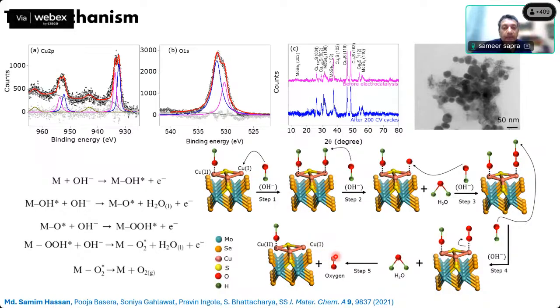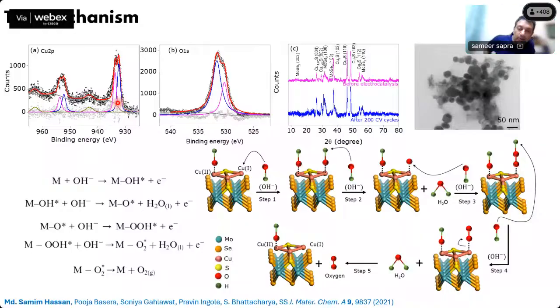So what Shamim made was MoSe2 Cu2S. After electrocatalysis, also look, the XRD pattern doesn't change. The TEM doesn't change. But on the surface, these are the things that change. So during electrocatalysis, your material is changing a bit. So what Shamim made was a pre-catalyst. After going through a few steps of electrolysis, it has converted into the real catalyst, which is a mixture of copper 1 and copper 2.